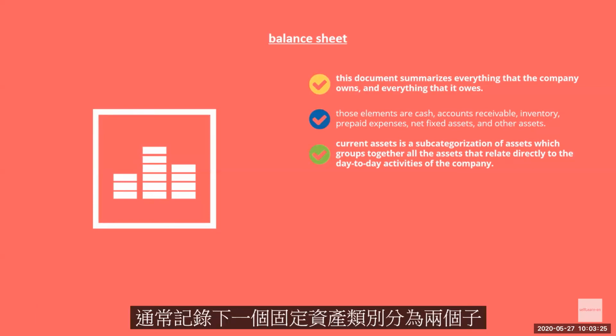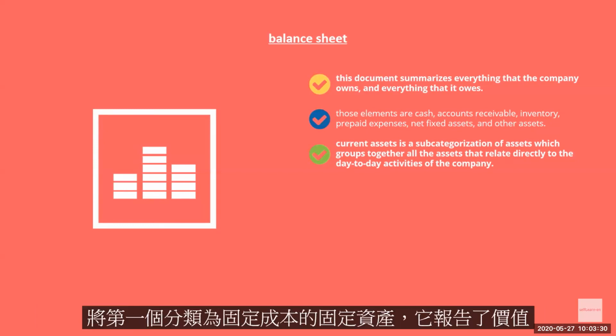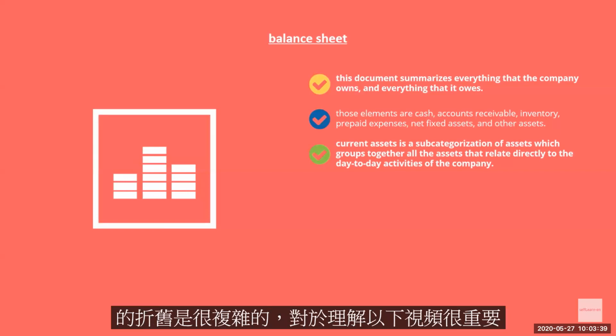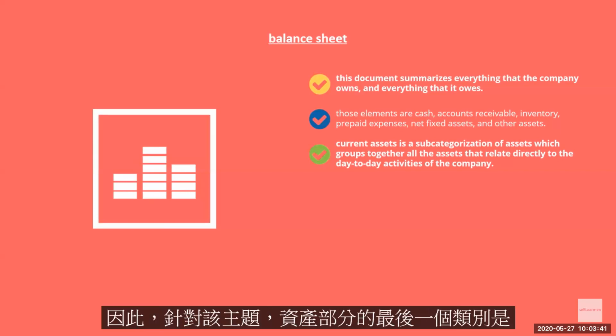We will see further on where it is recorded. Usually, the fixed assets category is divided into two subcategories. The first one is called fixed assets at cost, which reports the value of assets at the time of purchase. The second is called depreciation. The notion of depreciation is complex and important to understand. A following video is therefore dedicated to the subject.